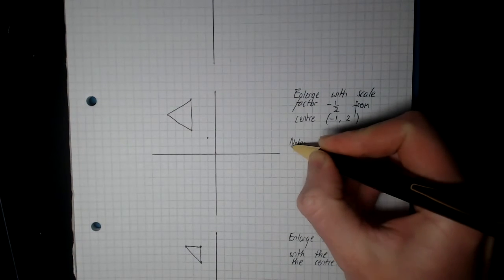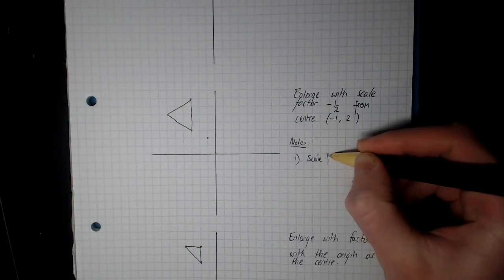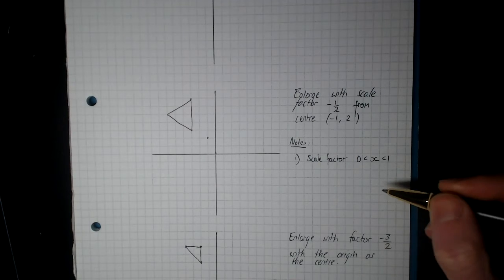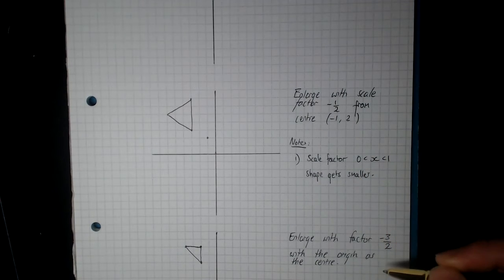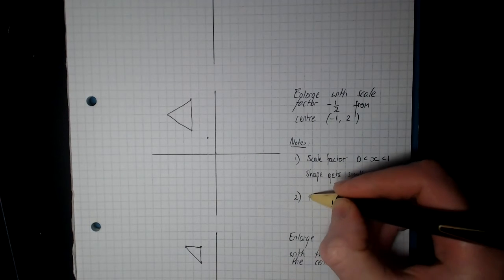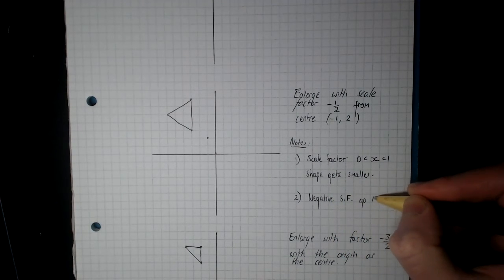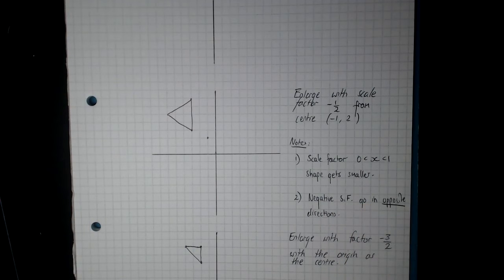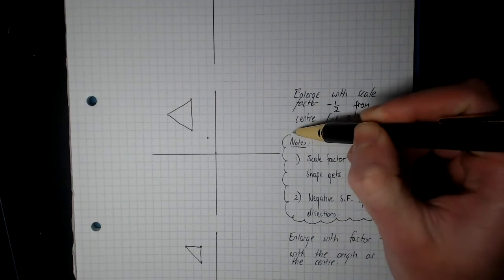So a couple of little notes. First one: a scale factor between 0 and 1, our shape will get smaller. That's our first little note. Our second little note: for a negative scale factor, we go in the opposite direction.